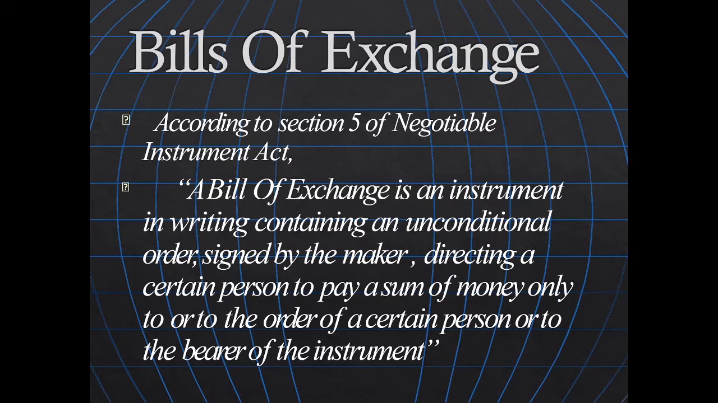So that document, which is written by the drawer or seller, has an unconditional order directing a person to pay a sum of money. The drawer is directing a drawee: you have to pay the sum of money to me, or to the person I ordered, or to the bearer of the instrument. That is called a bill of exchange, which comes under the Negotiable Instruments Act 1881.